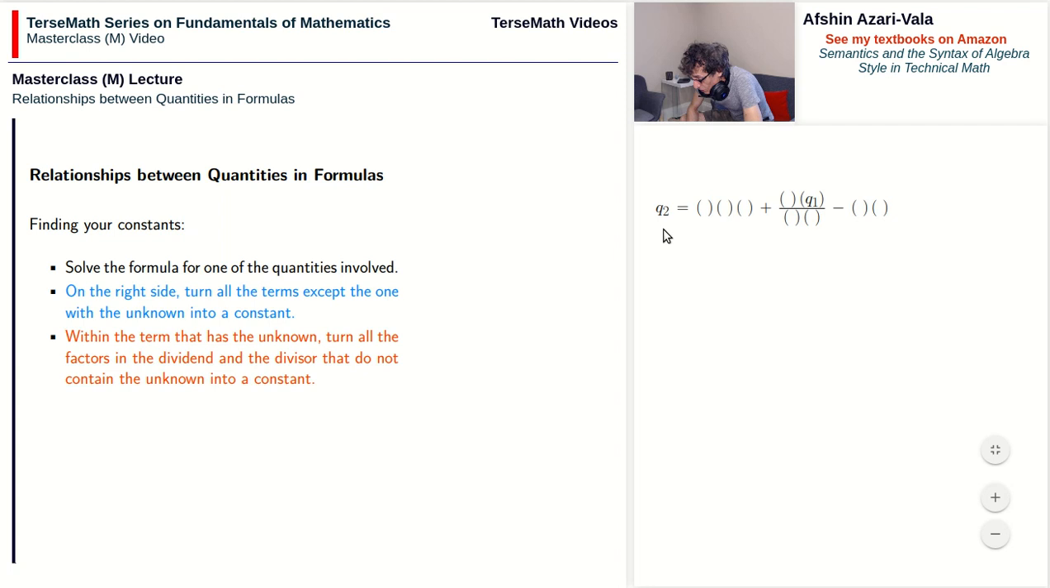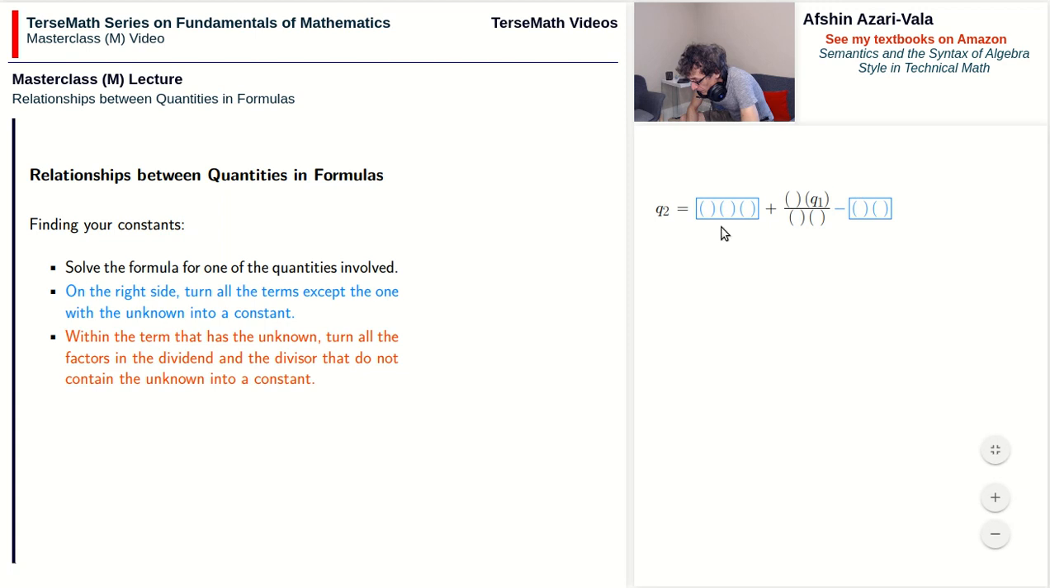This equation has been solved for Q2. So that's step number 1. It's already done. Then, on the right side of the equality, turn all the terms except the one with the unknown into a constant. If we take a look at what terms we have on the right side that do not have the quantity Q1, these are the term here and the term over here.